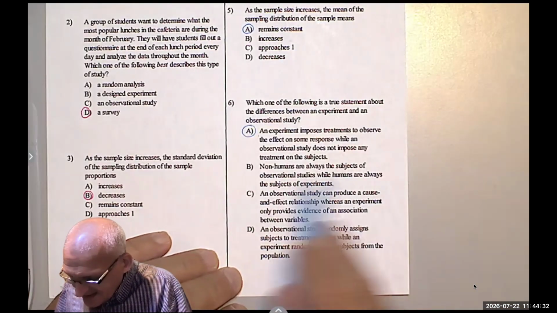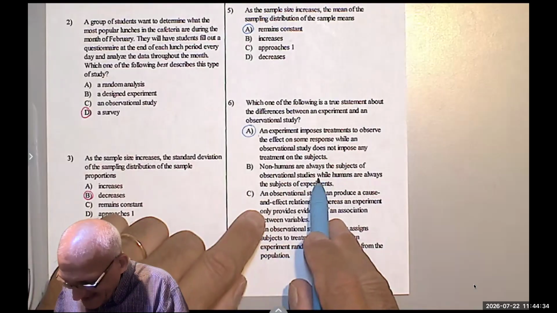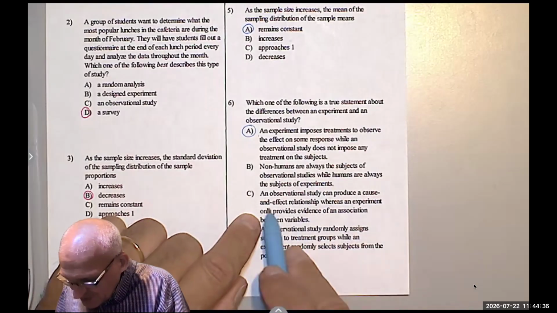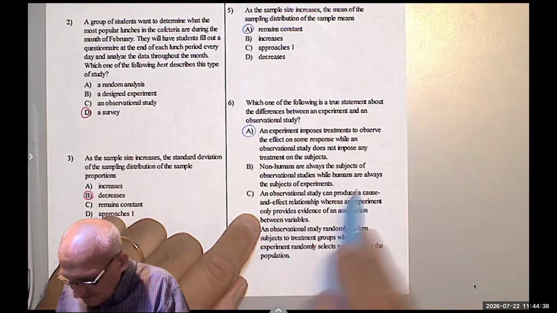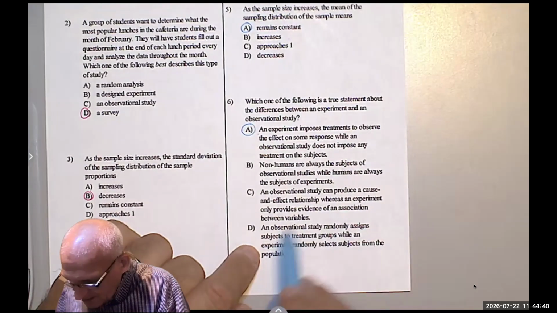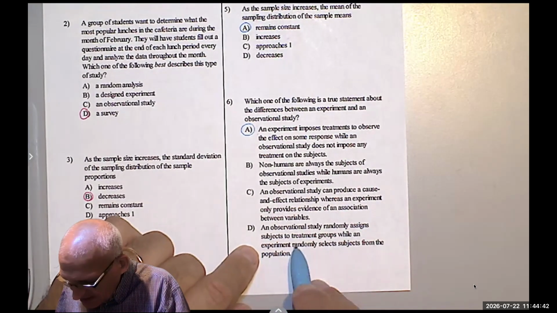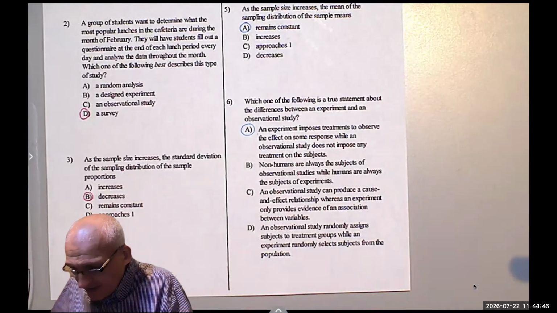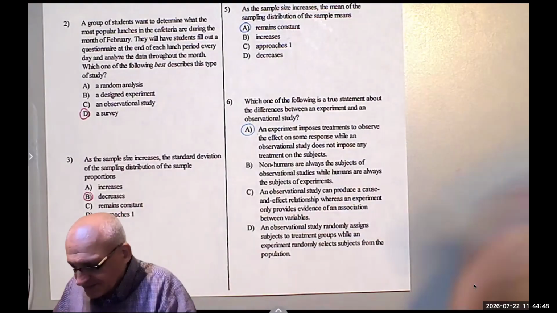Non-humans are always the subject of observation. No. An observational study can produce a cause and effect. Now, we don't have cause and effect here. Observational study randomly assigns the treatment groups. No, in observation, you don't have any control. You just observe. So it's A.